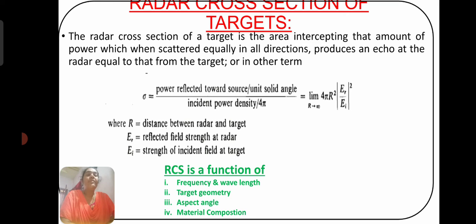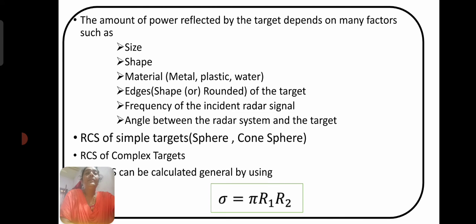So how we are going to find the RCS: it is a function of frequency and wavelength, target geometry, aspect angle, and material composition. The amount of power reflected by the target depends upon many factors, such as the size of the target, shape of the target, composition of the material of the target, edges of the target, frequency of the incident radar signal, and the angle between the radar system and the target.